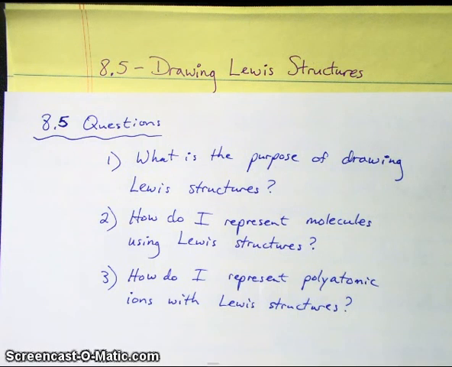Today's lesson is on drawing Lewis dot structures. So we would like to first understand what these structures are for. Then we're going to go through the steps for writing Lewis dot structures. And finally, we will see how to represent a polyatomic ion with a Lewis dot structure.